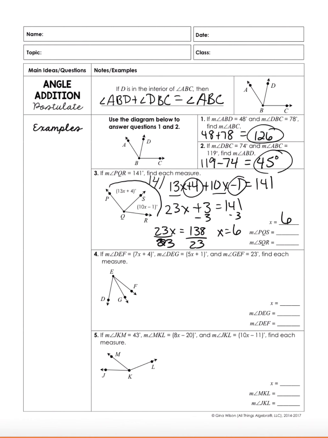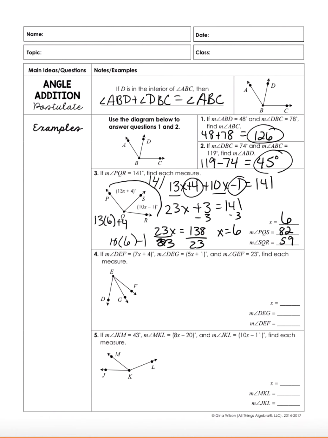Okay, we also have to find PQS. So here's the PQS. So now I'm substituting that in. 13 times 6 plus 4. Okay, that's 78 plus 4, which is 82. And then here, 10 times 6 minus 1, that's 60 minus 1, which is 59. And I could add those two together and see that also does equal 141. So that's good.